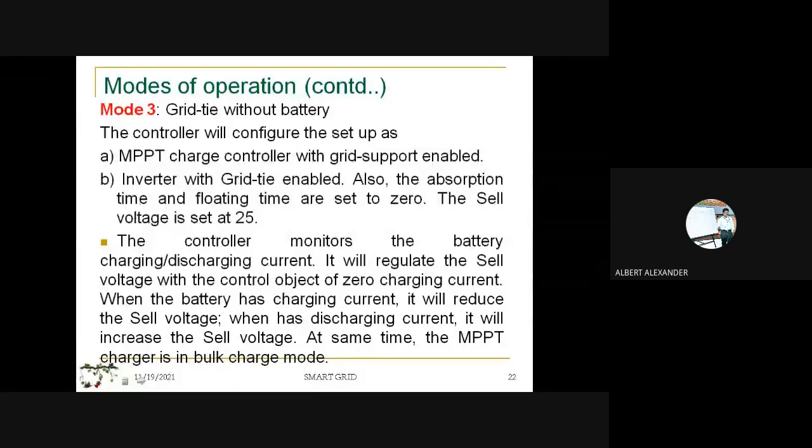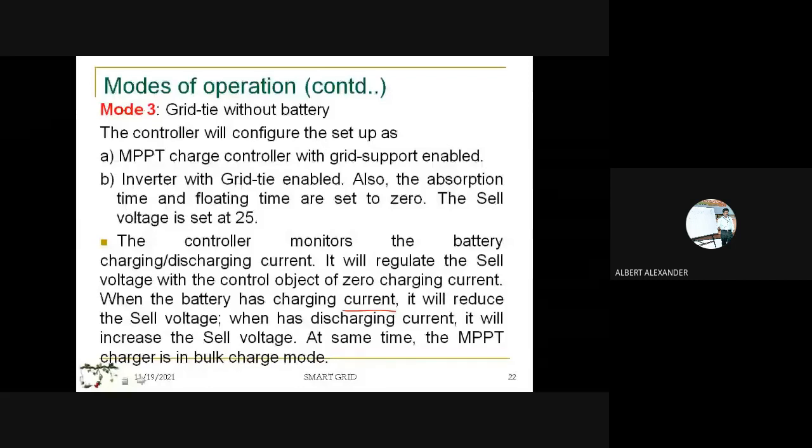Okay, so we are going to measure the current. When the battery has a charging current, it will reduce the cell voltage. What is the cell voltage? Cell voltage means the voltage you are delivering to the grid. That is called cell voltage. You are selling the voltage.